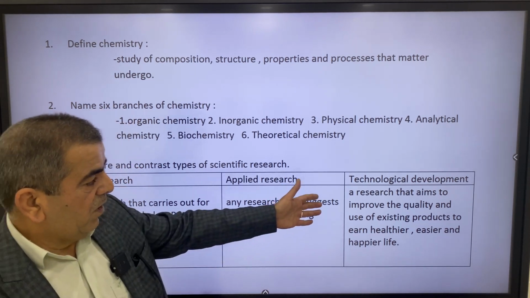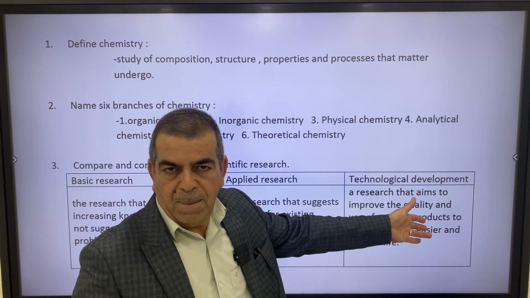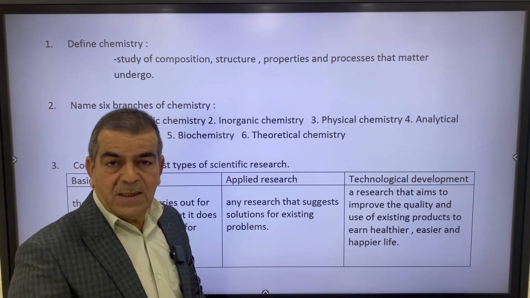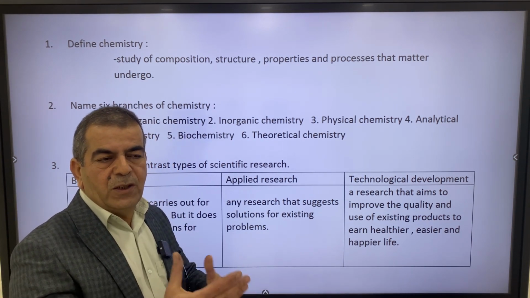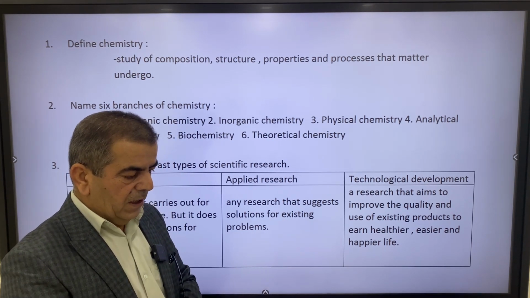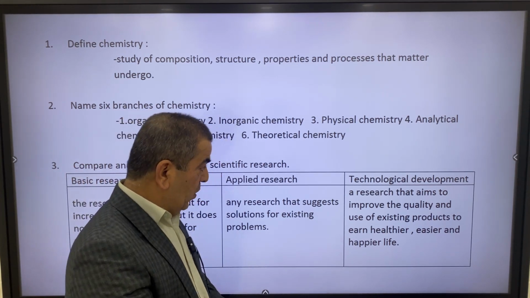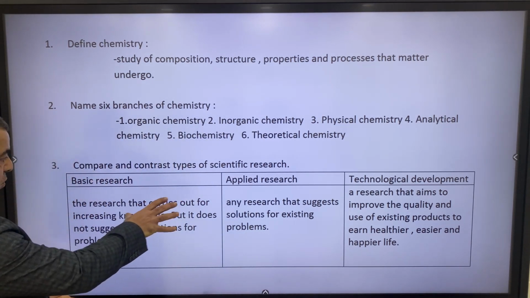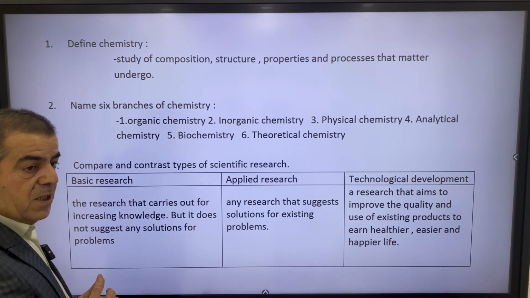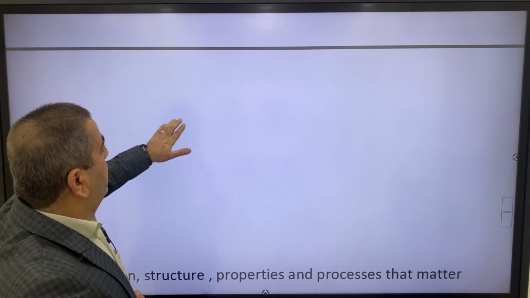The third, technological development. Technological development doesn't solve problems because there is already no problem. But it improves and enhances the products in order to have a better quality of life, to make life safer, healthier, and easier. If you add some examples to this question when you get it in the exam, it's better. Of course, the examples that we just said can work.